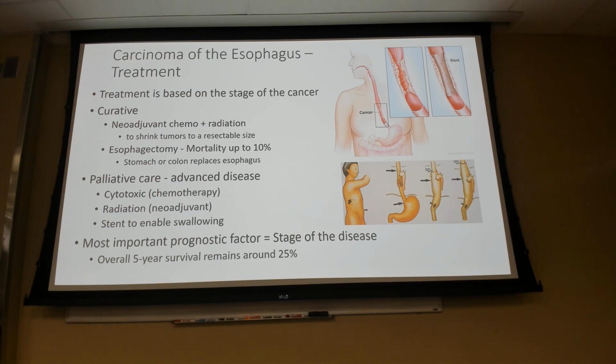And then, like I said, for advanced disease, you'll have palliative care or hospice care. So we don't really do a lot for them at that point. We just try to help them with their activities of daily living, and they can still swallow and eat. But any way you treat this, you still have like a 25% survival rate. So it's no bueno.